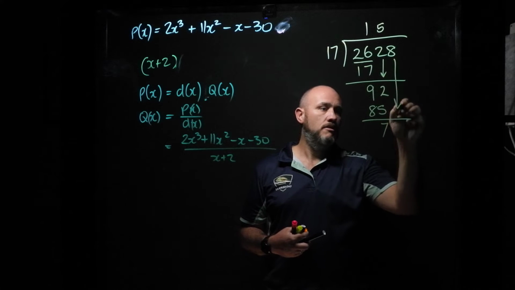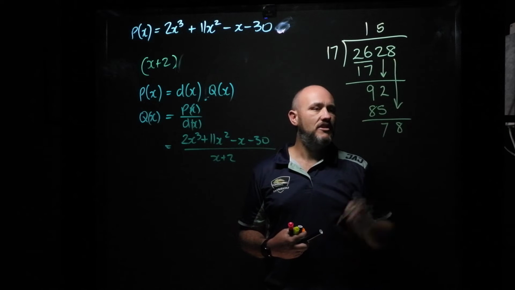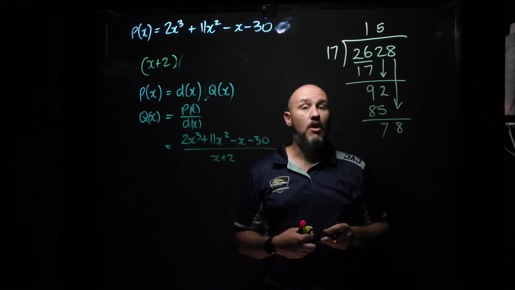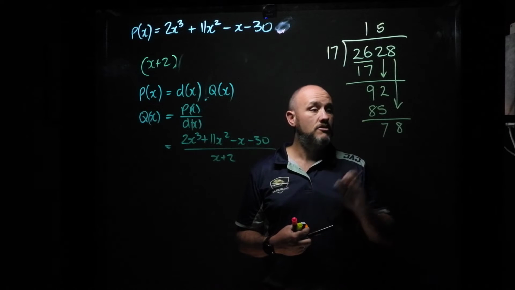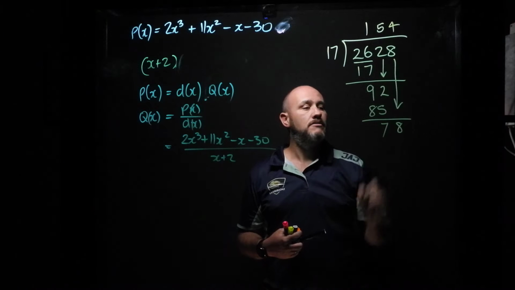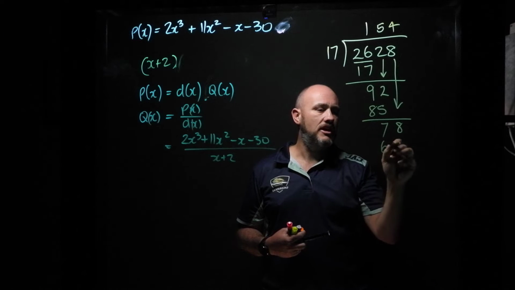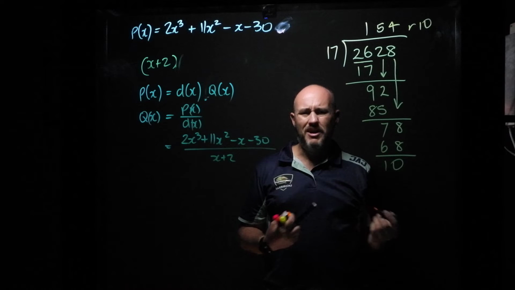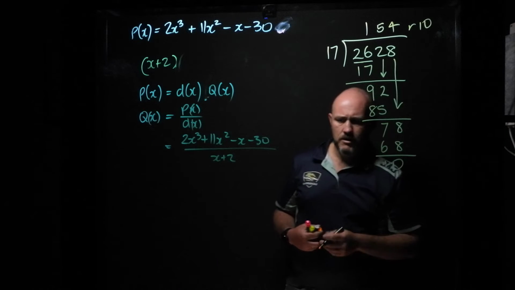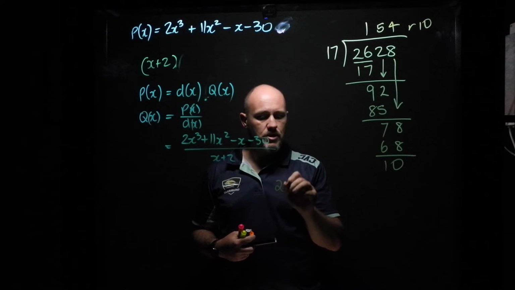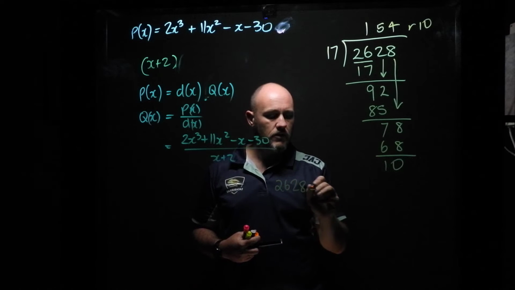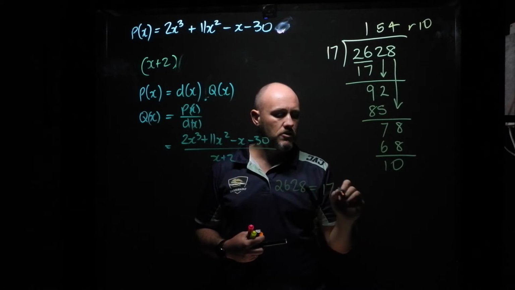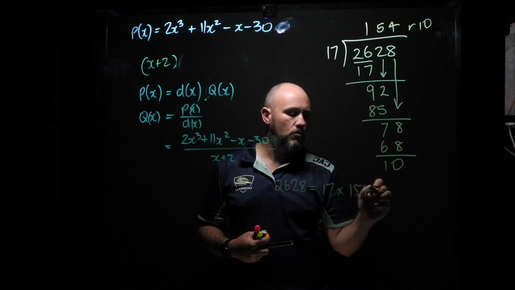Bring down the 8. How many 17s in 78? Well, there is 5 17s in 85, so there's 4 17s in 78. And 4 times 17 is 68, so we've got a remainder of 10. And that's the best we can do. We can't get another 17 out of just 10. So of course this means that 2,628 is equal to 17 times 154 plus 10.